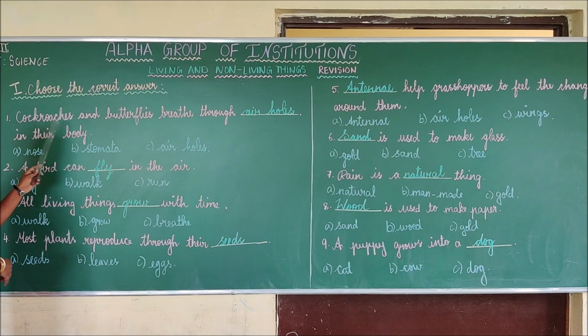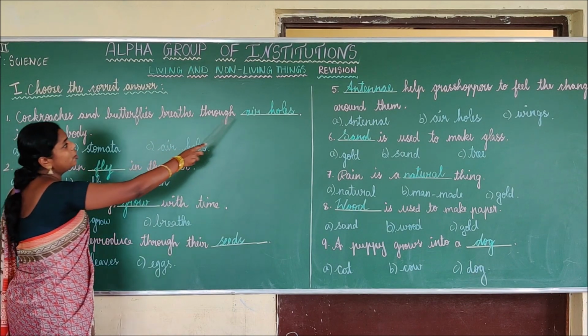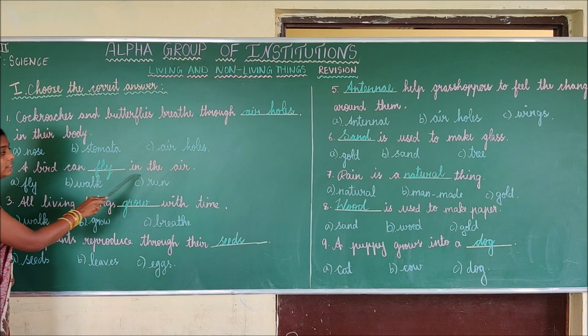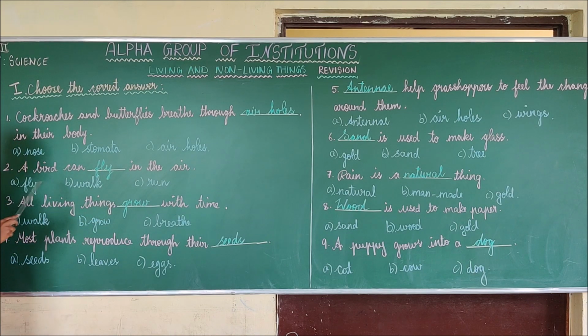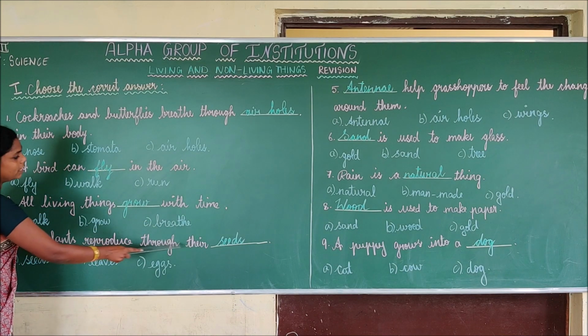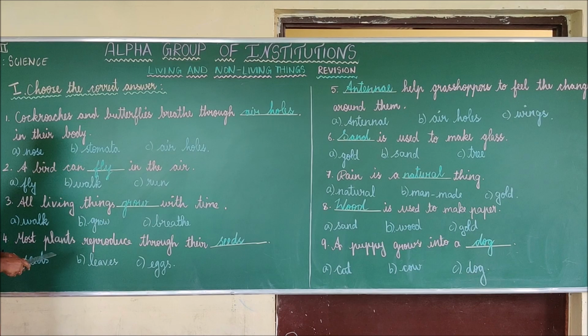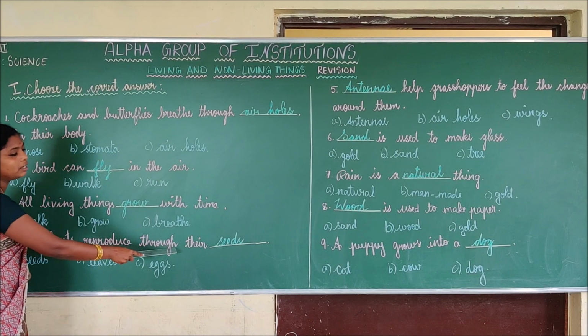First one, cockroaches and butterflies breathe through air holes in their body. Second one, a bird can fly in the air. All living things grow with time. So in 1 year, I will grow 2 to 3 centimeters. Like that, a particular time is there. Most plants reproduce through their seeds. The seeds contain an embryo and it will give you a new sapling.